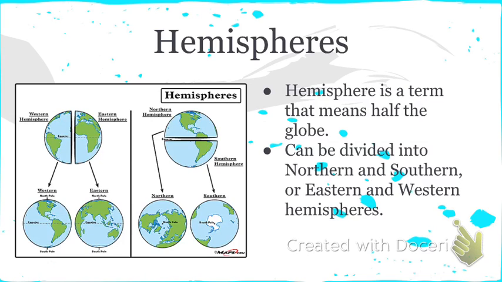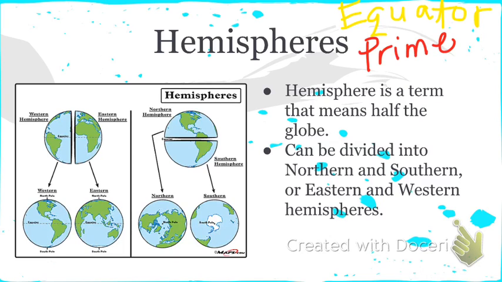Okay, so now we're going to have the equator and the prime meridian come back into play again when we talk about hemispheres. So we have the northern and southern hemispheres, which are divided in half by the equator. Now you have your western and eastern hemispheres, which are divided by the prime meridian.